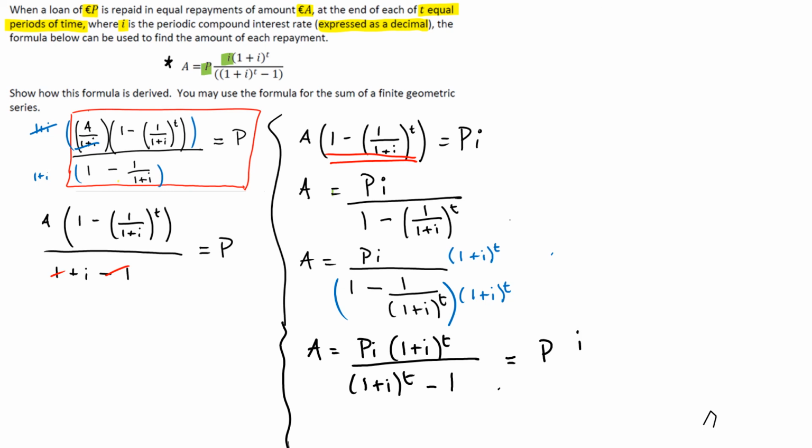I'm going to just restructure it slightly. 1 plus i to the power of t all over 1 plus i to the power of t minus 1. QED. Now, there's lots of different ways you can work that algebra. I think that's the easiest way.